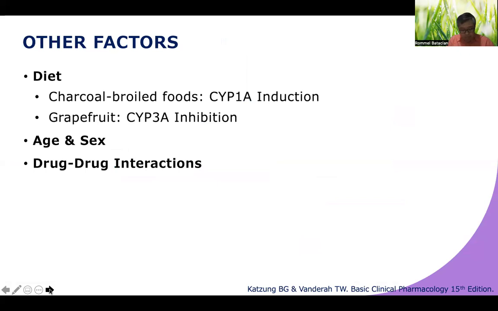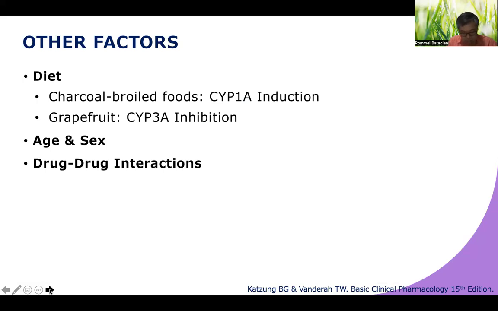Okay, so there are other factors that could affect drug metabolism. Diet and environmental factors contribute to variations in metabolism. Charcoal broiled foods and cruciferous vegetables are inducers, particularly of CYP1A. Grapefruit juice, for example, on the other hand, is an inhibitor of the CYP3A drugs. Cigarette smokers also metabolize some drugs more rapidly than non-smokers because it's also an inducer of certain cytochrome enzymes.